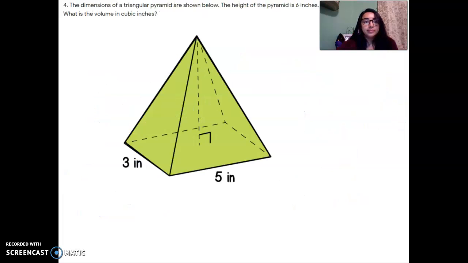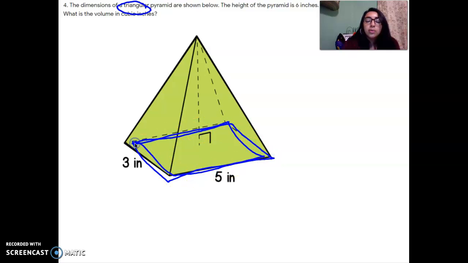All right. Number 4, the dimensions of the triangular pyramid are shown below. The height of the pyramid is 6 inches. What is the volume in cubic inches? Guys, I do think that this is a typo because it does say triangular pyramid, but the base for this pyramid is actually a rectangle, guys. So we're just going to find the volume of a rectangular pyramid.